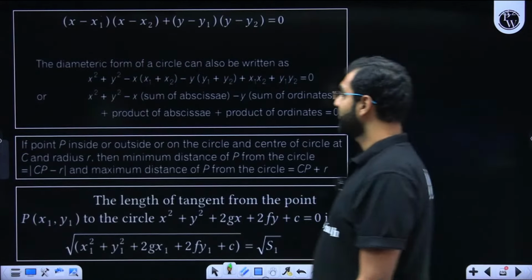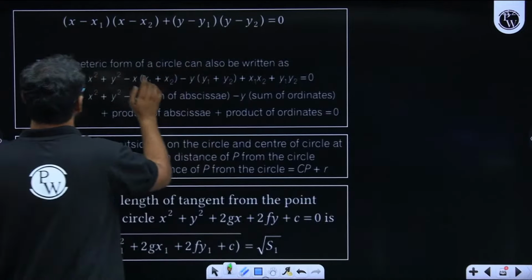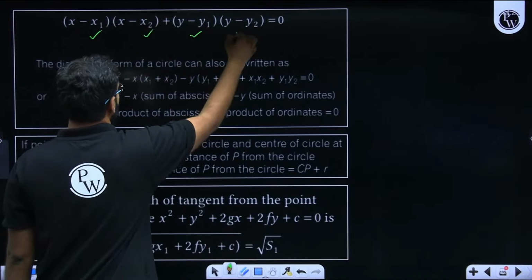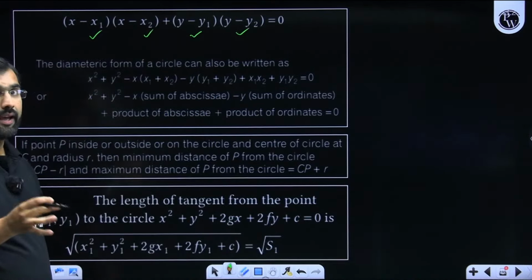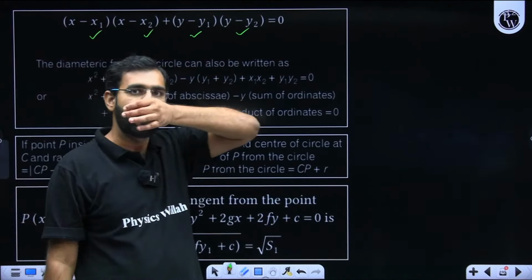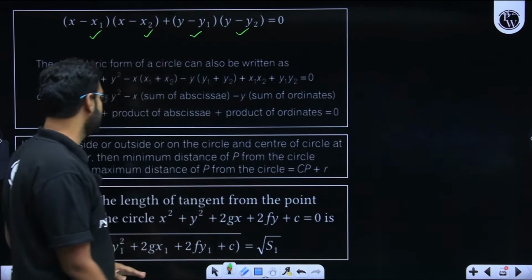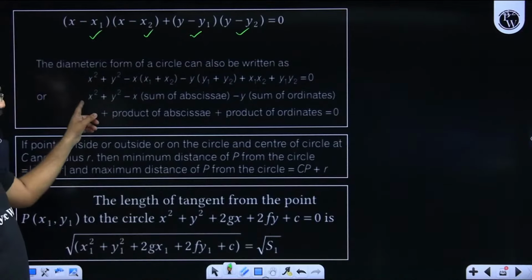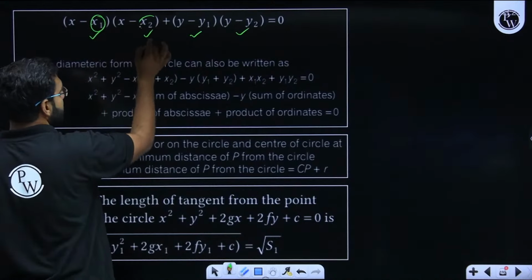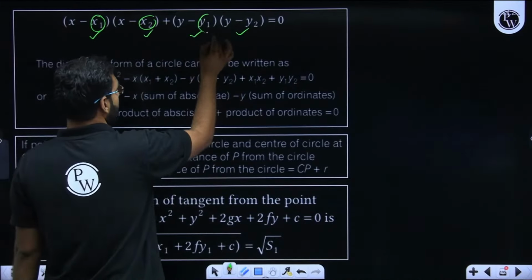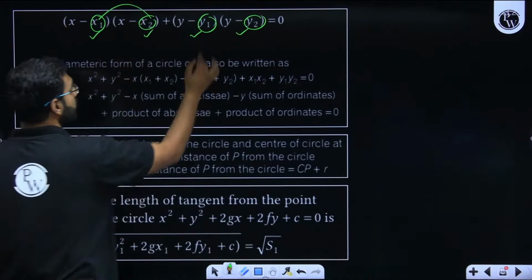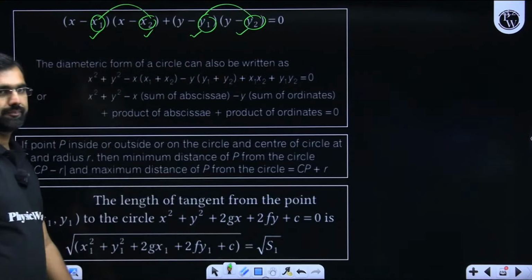Here's something very interesting you got to remember, diametric form. If extremes of the diameter of a circle are x1, y1 and x2, y2, then it is given by this formula. And if you see two quadratics, one quadratic in x, one quadratic in y, that also gives you the equation of a circle, where it will be x square plus y square minus x times the sum of the abscissae, x1 plus x2, minus y times the sum of the ordinates, plus the product of the abscissae, which is x1 x2, plus the product of the ordinates.